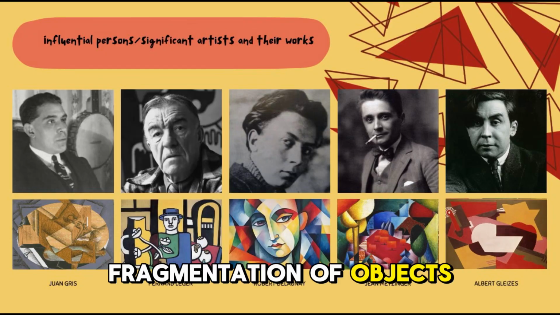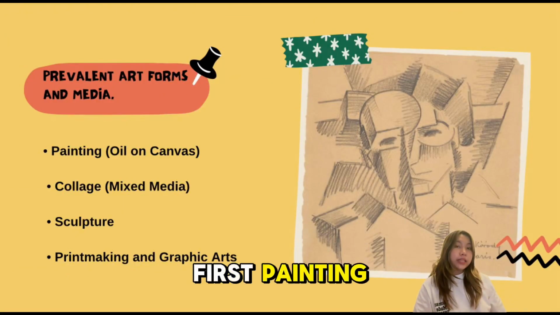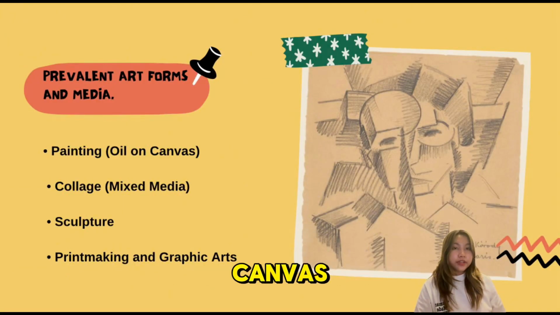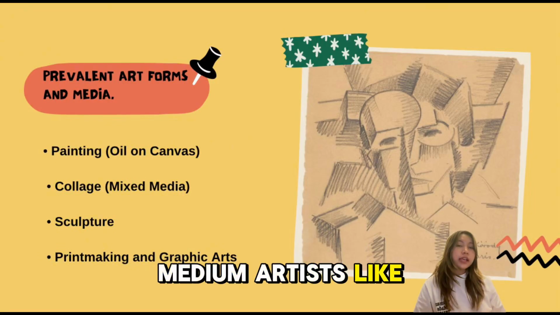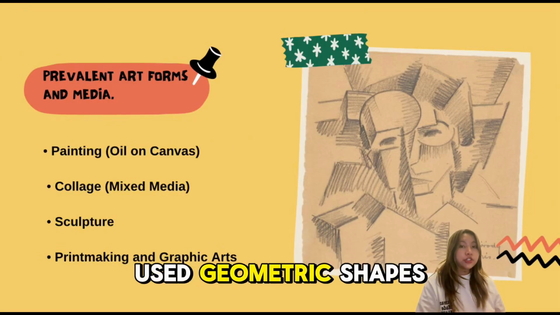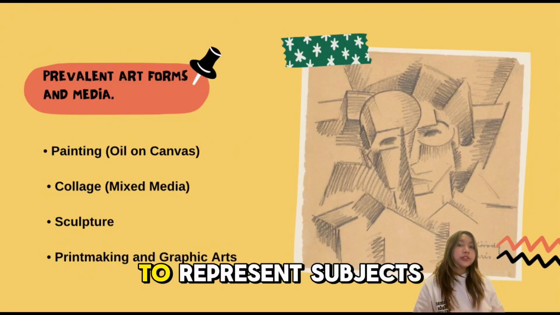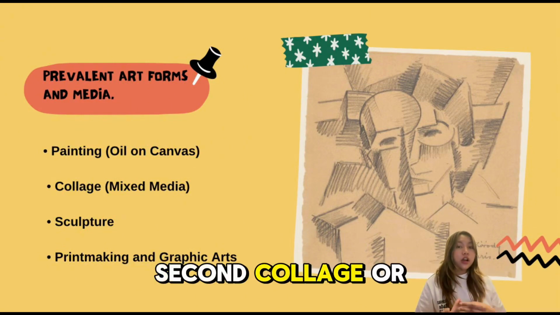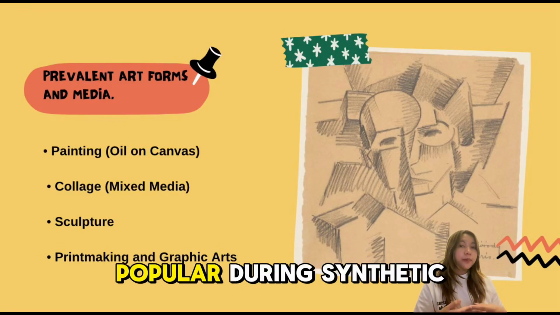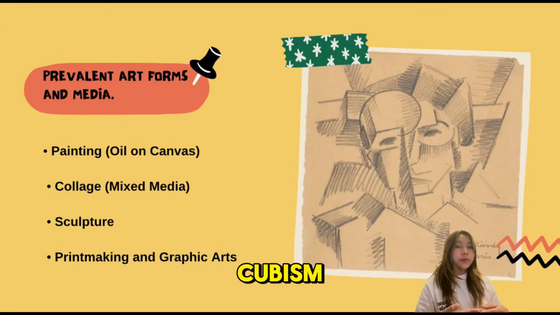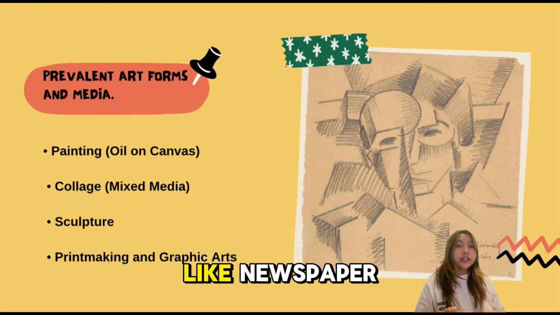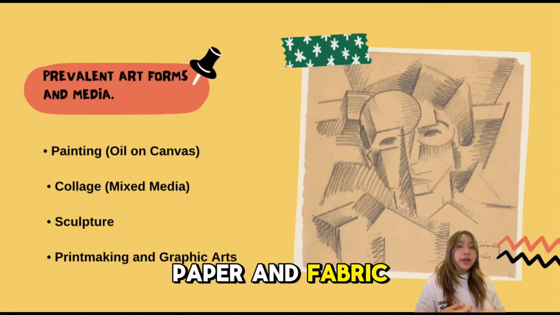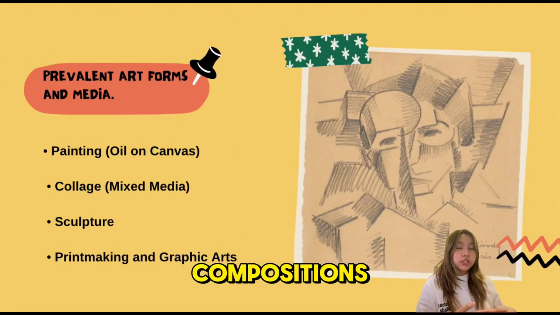First, painting, especially oil and canvas, was the main medium. Artists like Picasso and Braque used geometric shapes and fragmented forms to represent subjects from multiple viewpoints. Second, collage, or mixed media, became popular during synthetic Cubism. Artists combined materials like newspaper, paper, and fabric to create layered compositions.